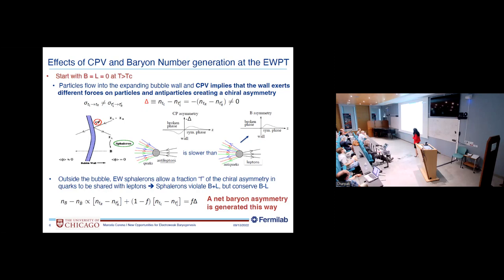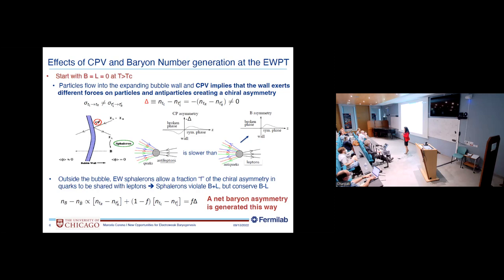I have to tell you that the sphalerons are very active, correct? Because they are proportional to the temperature, they are very active in the false vacuum, but they become shut off after going through the bubble wall. So the sphalerons are here, and the sphalerons, as I told you before, have the property to violate B plus L, but conserving B minus L, okay? And this is very important, okay? They violate B plus L, but they conserve B minus L.